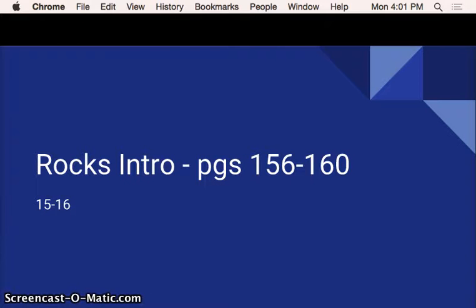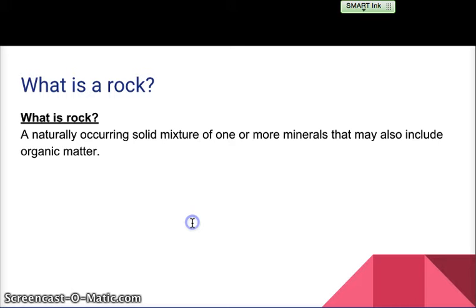You'll find this information on pages 156 through 160 in your textbook, which is Module E at this time. So starting off here, it's really important that we understand what is a rock? It's a very important question.